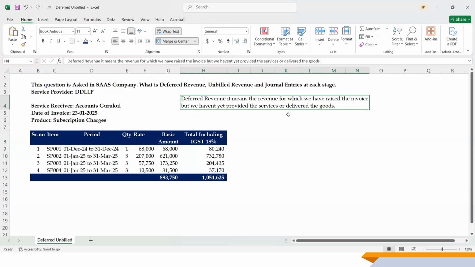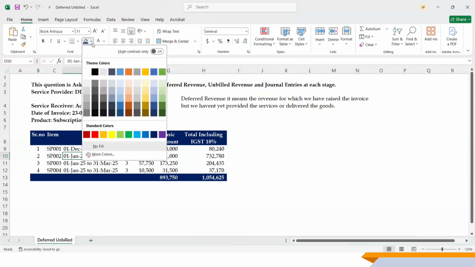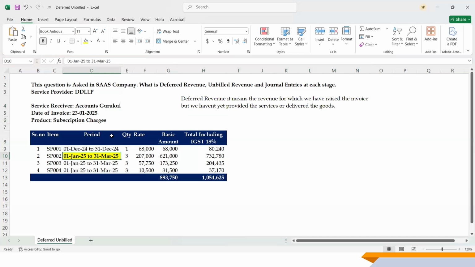It means that we raise the invoice. If you see here, this is the subscription charges for the period of, it's mentioned Jan to March 25. Invoice date, so we have raised the invoice on 23rd Jan 2025. The service period, that subscription charges for the period of Jan to March. So it means we haven't yet provided the services, delivered the goods for the period of Feb to March, but still we raised the invoice on 23rd Jan 2025.